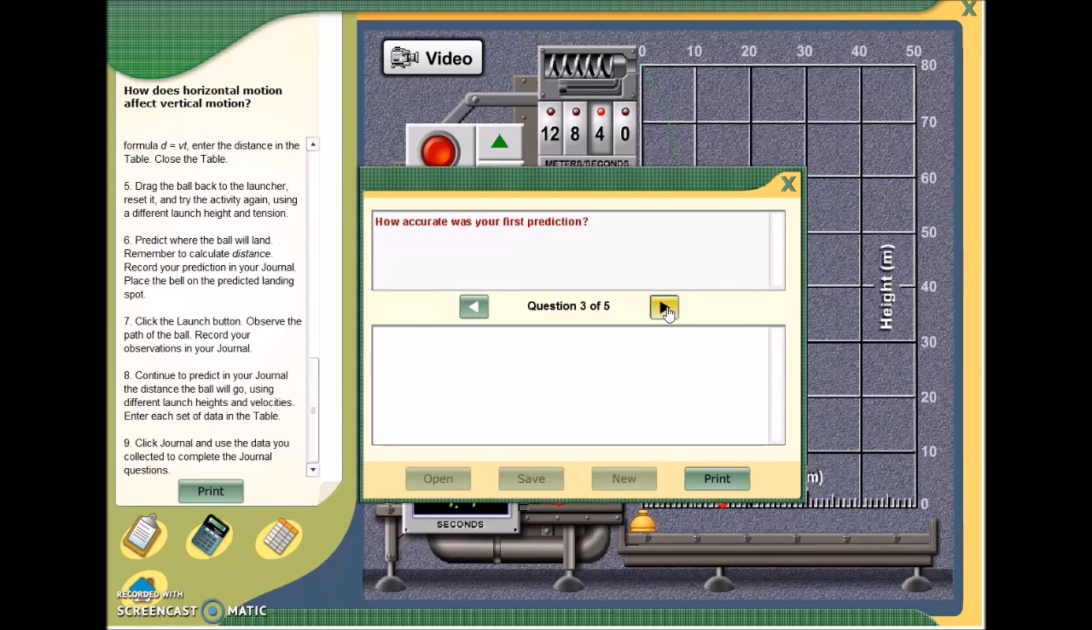These are just some examples you go through. Once again, they can answer them on there. However, I had students do them on paper. That way they had something to turn into me from the virtual lab.